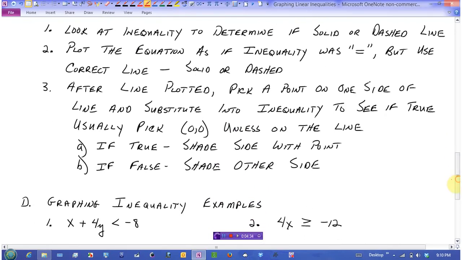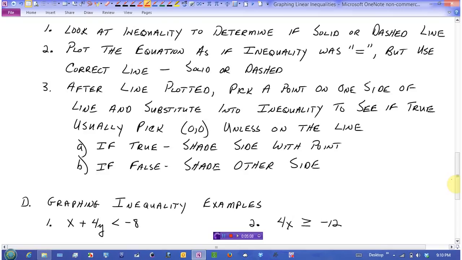Okay, let's look at how we actually plot a linear inequality. So the first step is, when we see the inequality, we're going to look at it and determine if it is a solid or a dashed line. If we see an equal to sign anywhere in the inequality, it'll be solid. If there isn't one, it's going to be dashed. And we're actually going to plot that line, this is step 2, like it has an equal to sign. We're not going to worry about less than or greater than until we're done plotting the line. Don't forget you have to determine whether it's solid or dashed, what you're going to plot.